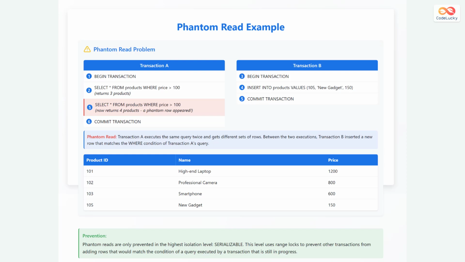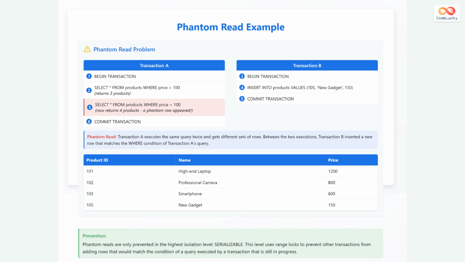Let's consider a phantom read example. In transaction A, we begin the transaction. Then we select all from products where the price is greater than 100, and we return 3 products. Then we select all from products where the price is greater than 100, and we now return 4 products. A phantom row appeared. Finally, we commit the transaction.